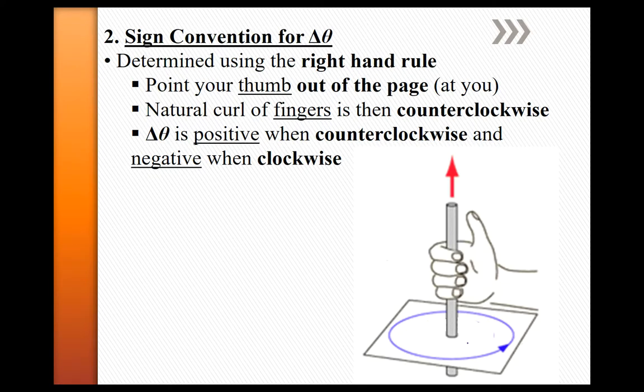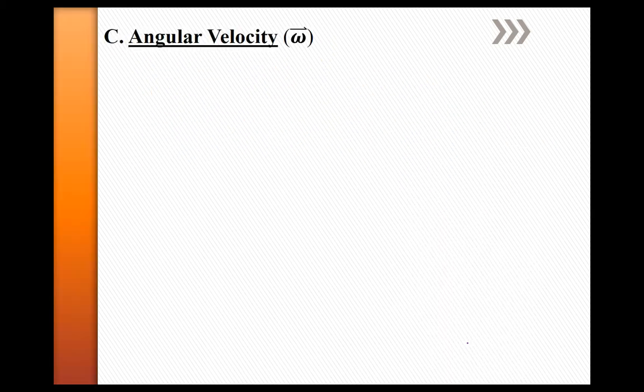And in physics theory, we're going to talk a little bit more about the right-hand rule. Well, we talked about angular displacement. So let's go from displacement to velocity now. Angular velocity we're going to represent with the Greek letter omega. That's a lowercase omega. It's kind of like an italicized W.